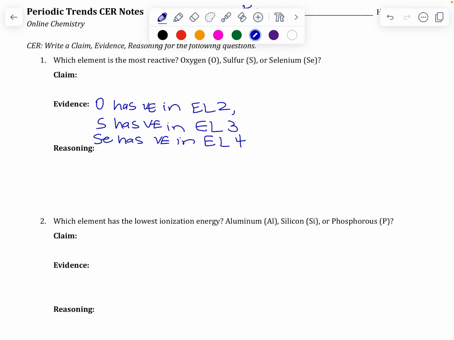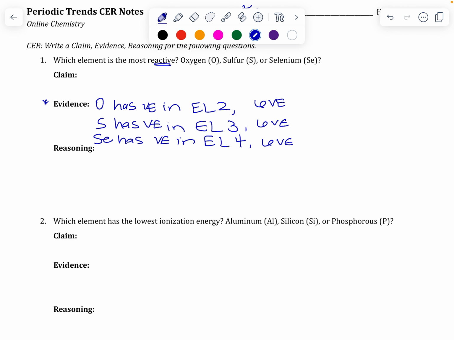The other thing though is if I'm looking at reactivity, these are all nonmetals. And so I can state my valence electrons. Oxygen has 6 valence electrons. I could have done that within my evidence statement. I probably should have. Sulfur has 6 valence electrons. And same thing with selenium. It also has 6 valence electrons.